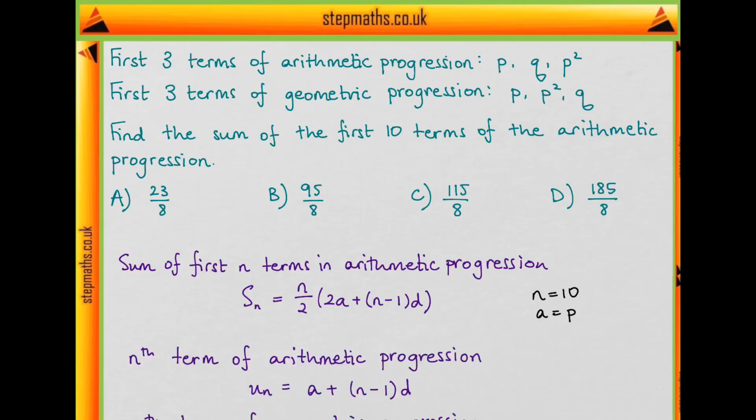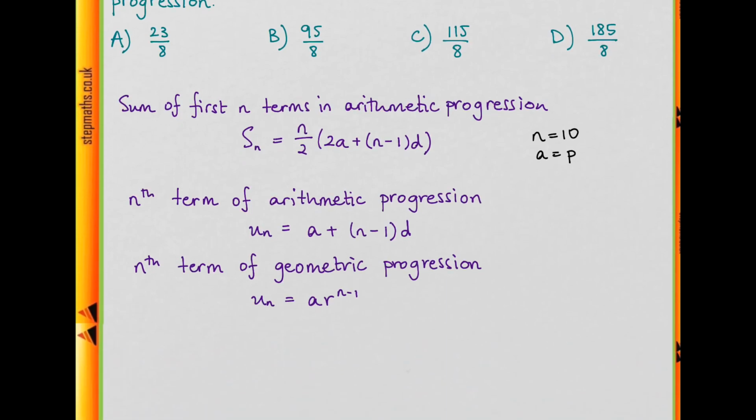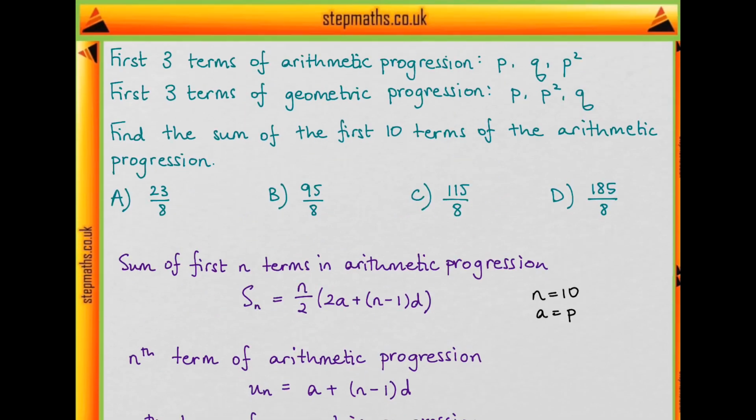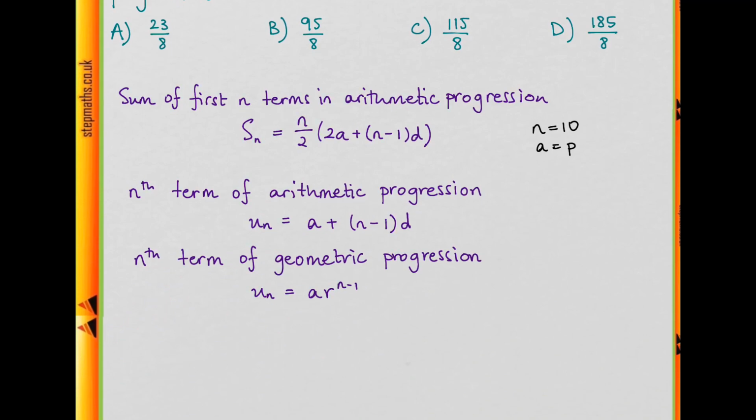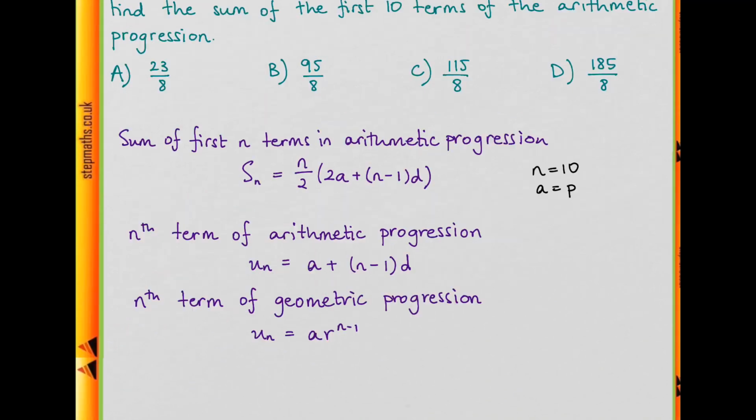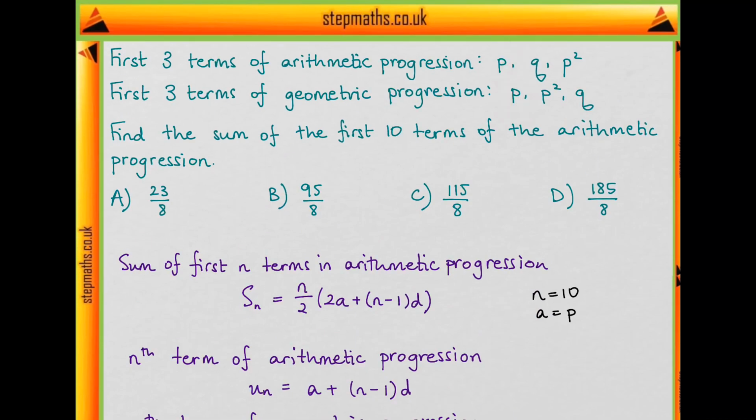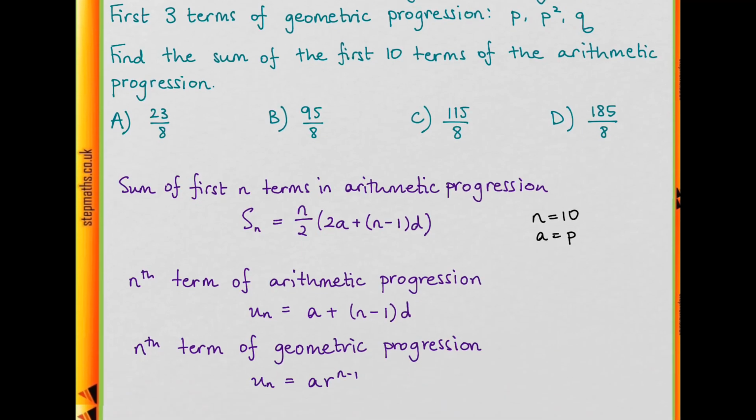And to find d, we can use the formulas for the nth term of arithmetic and geometric progressions, along with what they tell us the terms are. Because the first term in both of these formulas would just be equal to a, and we know that's p, let's just use the second and third terms.